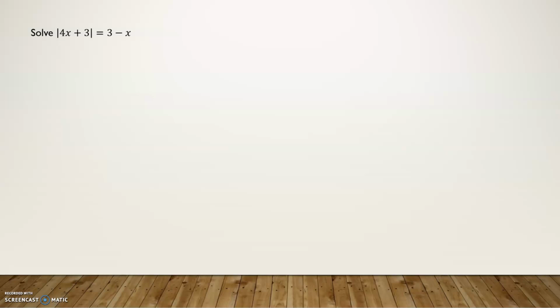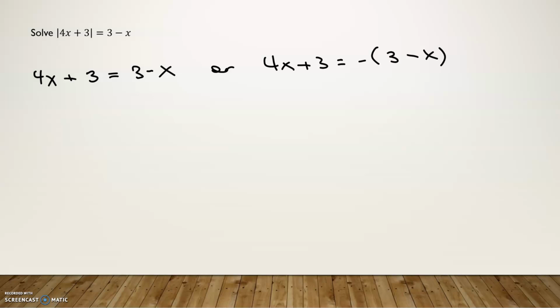Okay, now we've got an expression on this side. Now notice the absolute value is already isolated. So what I'm going to do is have 4x plus 3 equal to the positive version of this over here, or 4x plus 3 equal to the negative version of the entire thing. Okay, so I'm going to rewrite this one real quick. So this one over here is going to be -3 plus x.